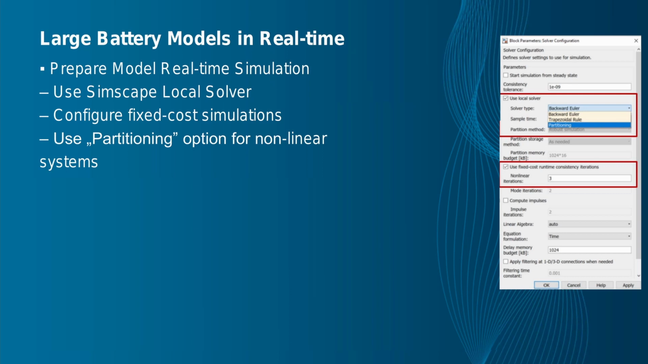The partitioning solver converts the entire system of equations for the Simscape network into several smaller sets of switched linear equations that are connected through nonlinear functions. Computational costs are reduced because it is more efficient to calculate solutions for several smaller equation systems than it is to calculate the solution for one large system of equations.